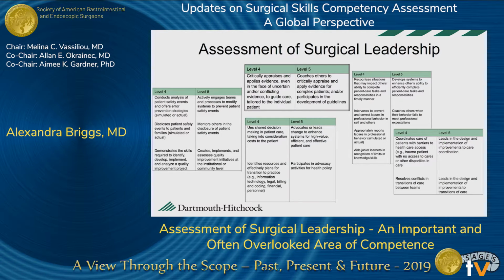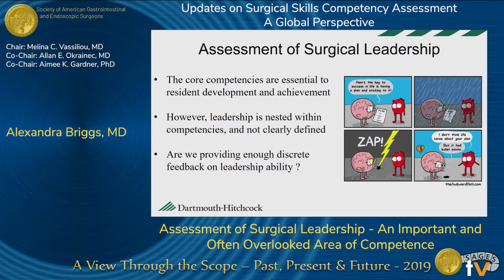It's not as though leadership isn't in the competencies, it is. You can see that here, there are many different competencies that talk about mentoring, advocating, participating in projects to improve quality, coaching, all of those things. But the actual specific term of leadership has disappeared. So the core competencies are essential to resident development and achievement, but leadership is nested in these competencies and isn't actually clearly defined. So I would say that we're not providing enough discrete feedback on leadership ability to our trainees for them to then move forward towards these leadership positions. So maybe we need to take some of what we're doing and change some of these bullet points to figure out where we should go next.